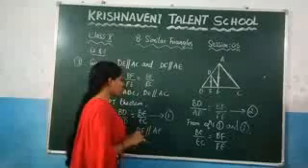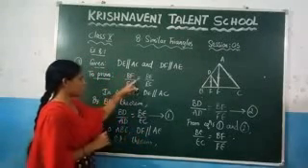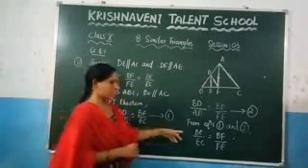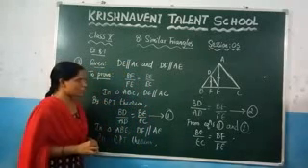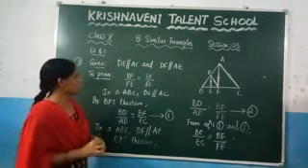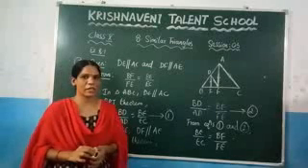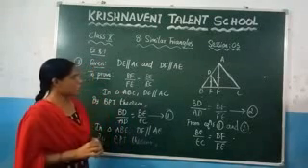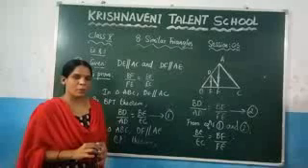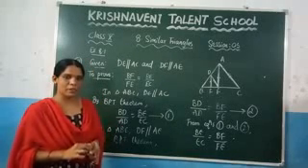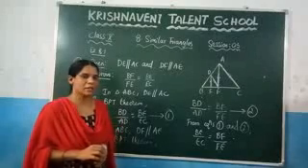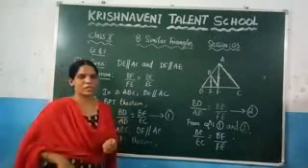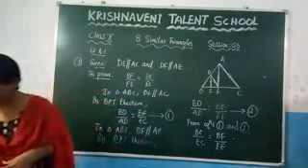Just check here what we need to prove. BF by FE is equal to BE by EC. The same thing we have proved here. So here, what's the question they have given here? They have given two conditions, which is DE is parallel to AC and DF is parallel to AB. Now see the next question here.